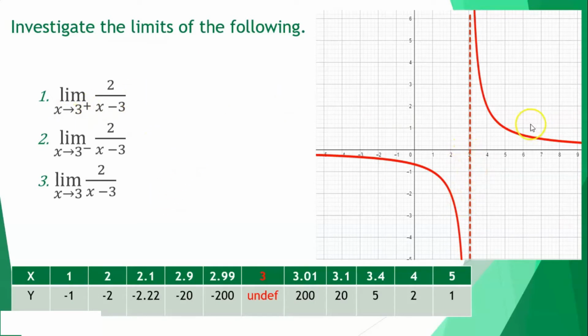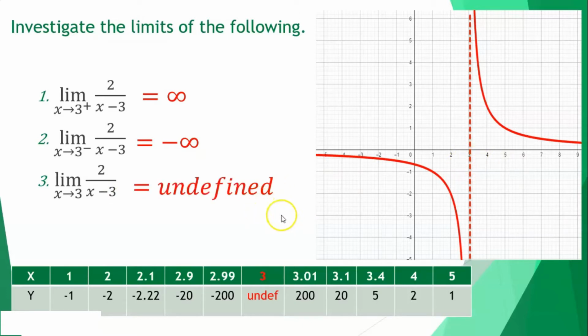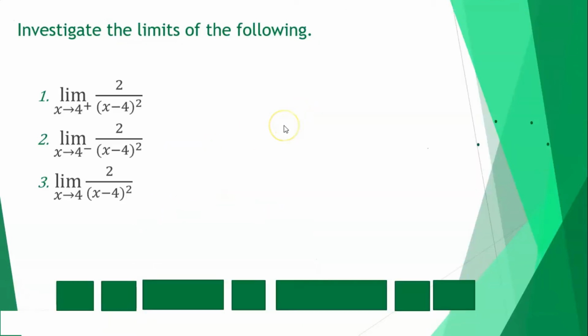So with this, looking at the graph or even the table of values, what's the limit as our x approaches 3 from the right? Our answer here is positive infinity. Now, the limit of the function as x approaches 3 from the left will be negative infinity. But if our x is exactly 3, the result here is undefined or it does not exist because it is asymptotic.